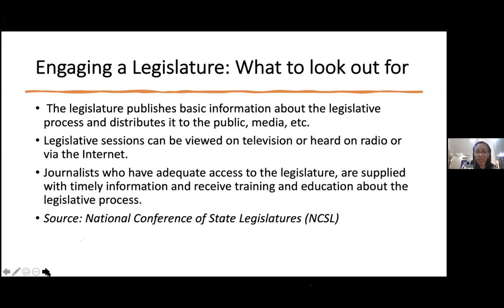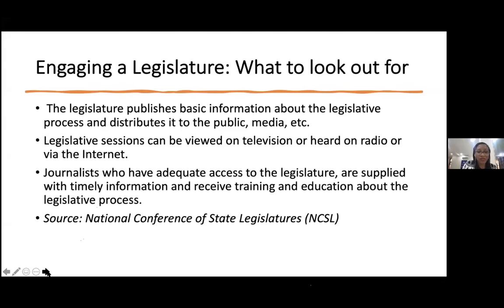So for those working at the states, that's something you should consider: is the legislature publishing this information? How can you engage them to do that? And how can this be solved? Because getting information is really important.